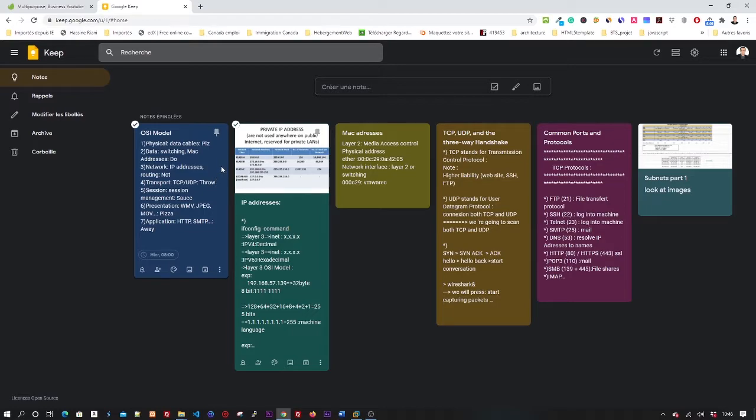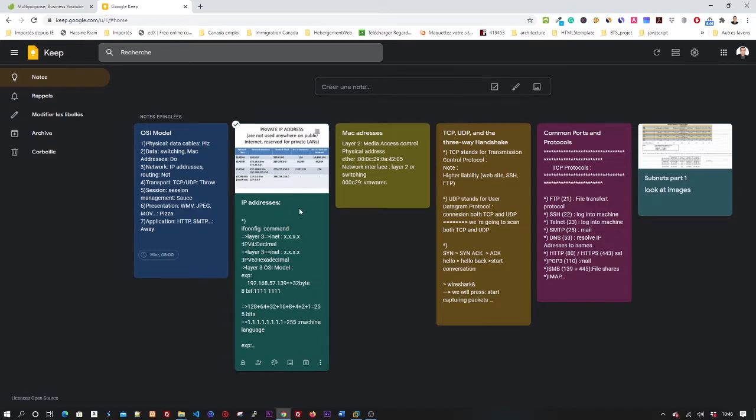To remember the OSI model, you can remember this sentence: please do not throw sausage pizza away. Repeat after me: please do not throw sausage pizza away. Every first letter of this sentence represents the layers of the OSI model.